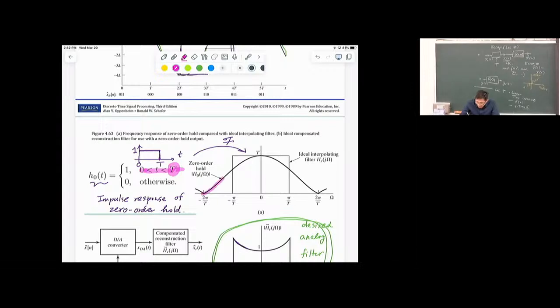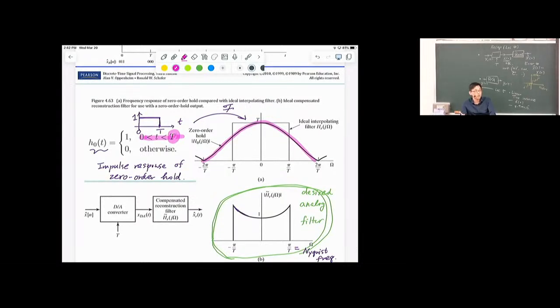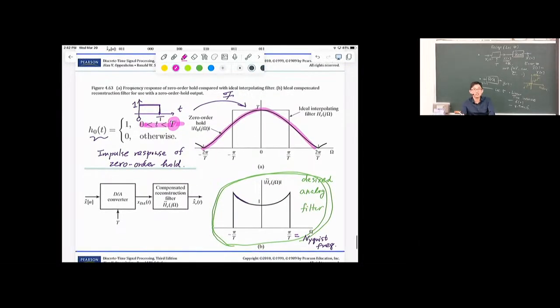So that's the frequency response of zero order hold, which is not an ideal low-pass filter. Remember that we desire the combined effect to be ideal low-pass. Okay? So how do we change this frequency response to become ideal low-pass?